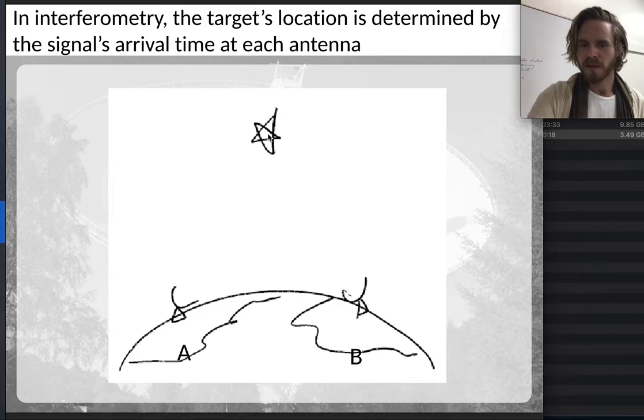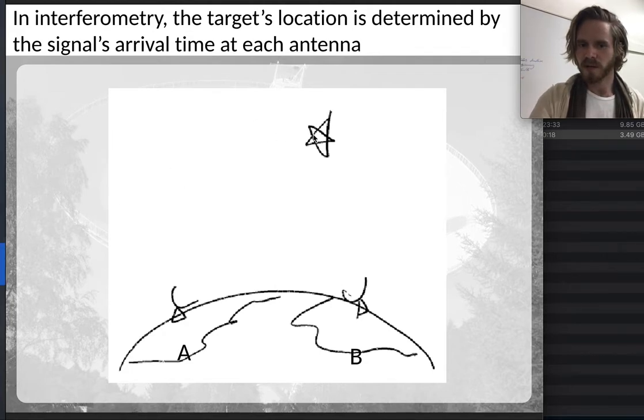And if this source is emitting radio signals and they're coming in as plane waves, then the same waves will reach A and B at the same time, because the radio signal is traveling at the speed of light. And as long as the distance is the same, the arrival time of the signal should be therefore the same.